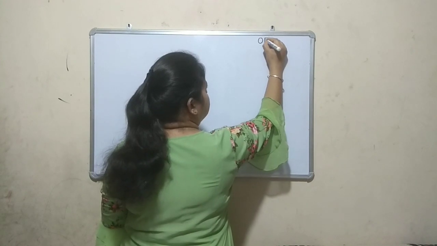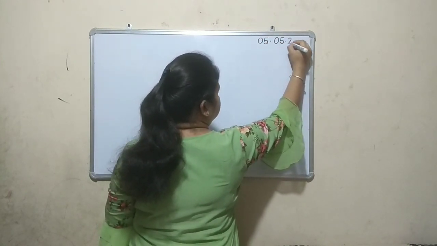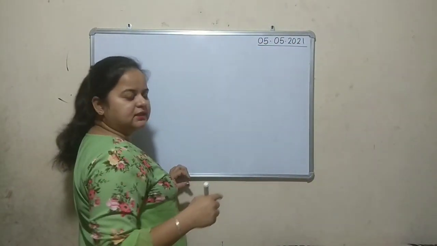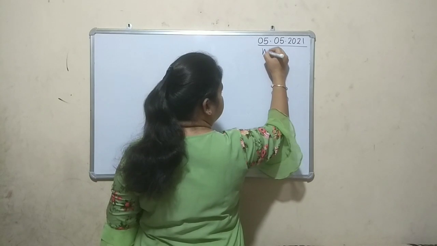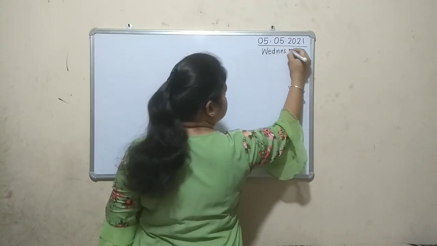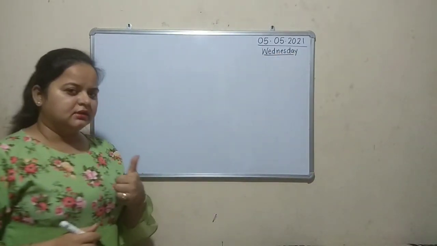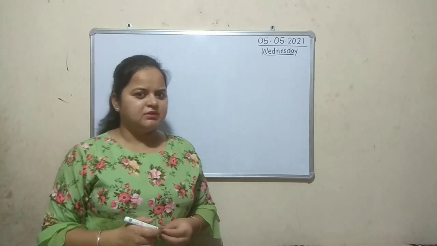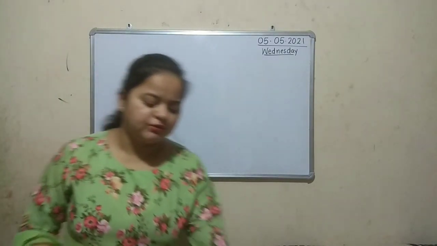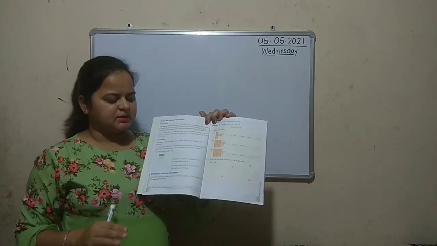Date is 5/5/2021 and day is Wednesday. Done? Have you written the date and day? Good. So first of all, in this chapter, we have already done this chapter.